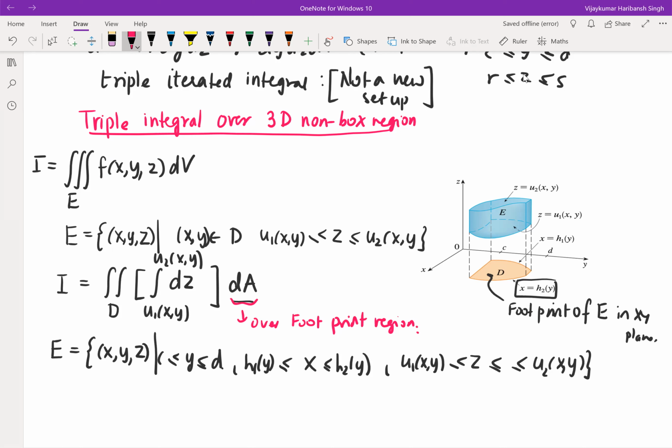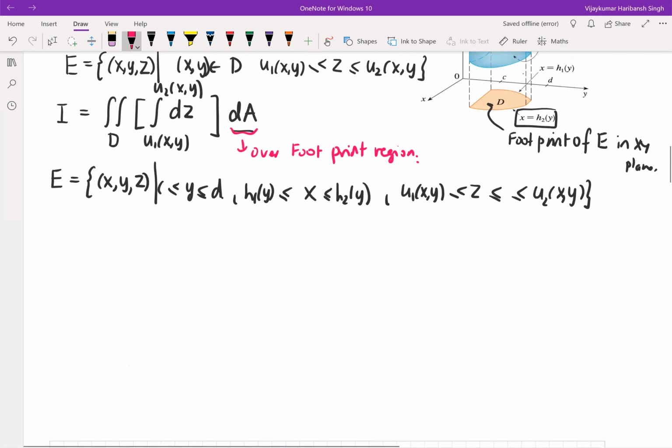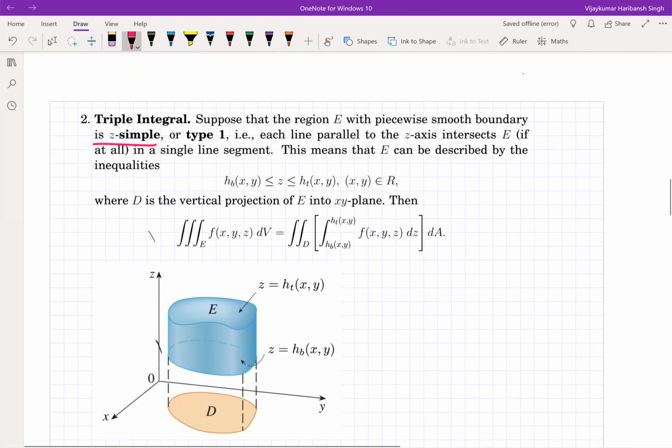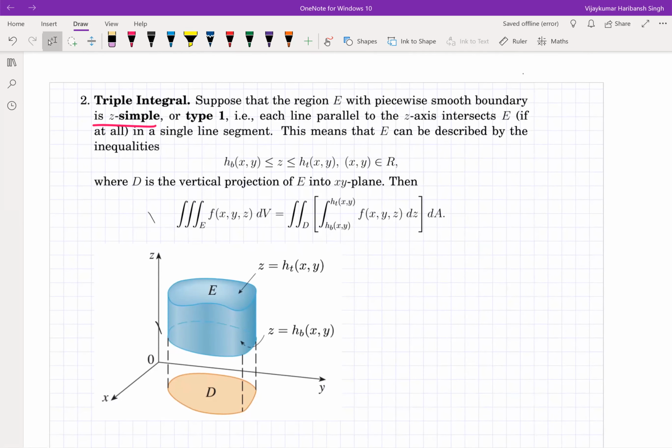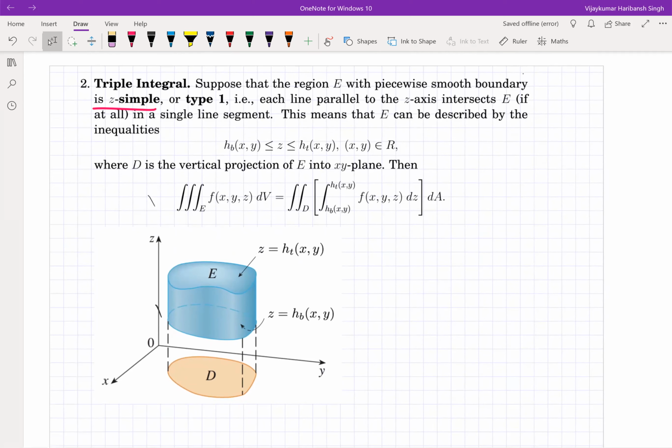So again, the idea is, when you want to compute the triple integral, the recipe is you need to find out the footprint region. But before that, you need to find out which variable to go first. So this is an example of a z first or z simple region. So how do we go about the triple integral? Here again, we have a z first region, so we have z simple or type 1.